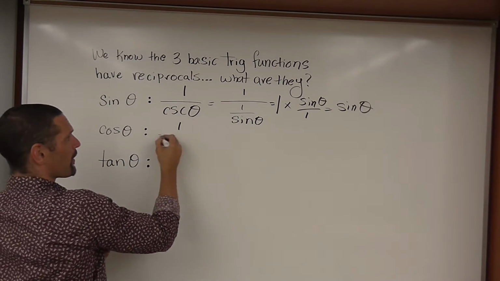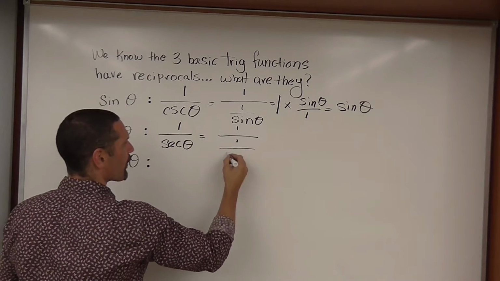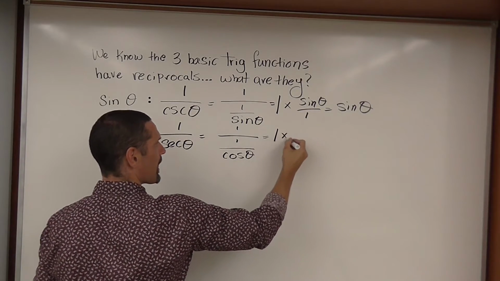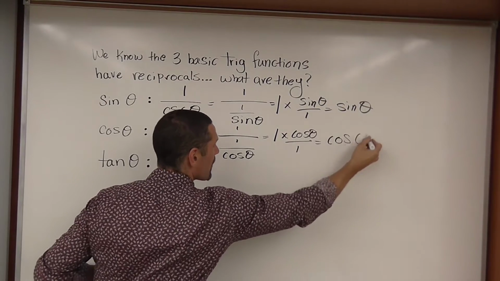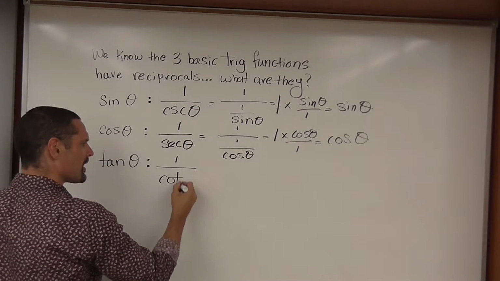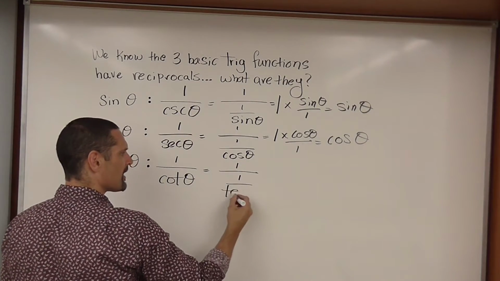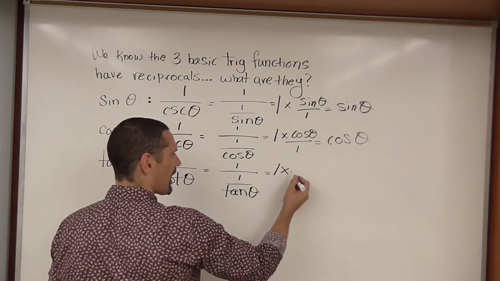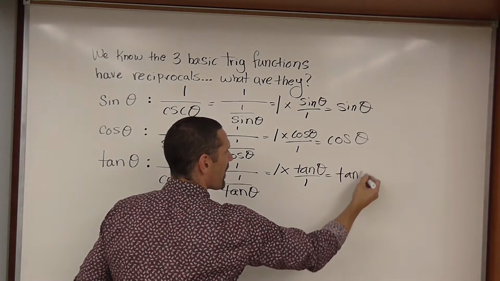Cosine theta is 1 over secant theta, which is 1 over cosine theta. Keep, change, flip gives us 1 times cosine theta over 1, which gives us what we started with. And tangent's reciprocal is 1 over cotangent theta, which is 1 over tangent theta. Keep, change, flip gives us 1 times tangent theta over 1, which gives us tangent theta.